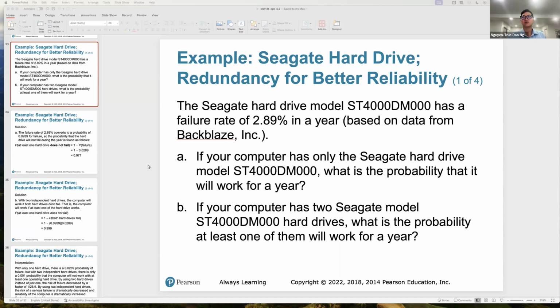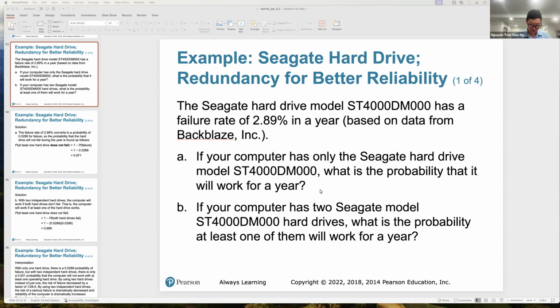So in this example, we are considering that the Seagate hard drive model has a failure rate of 2.89% in a year. And we are considering the first problem here. If your computer has only the Seagate hard drive model ST4000, what is the probability that it will work for a year? So let's do it together.